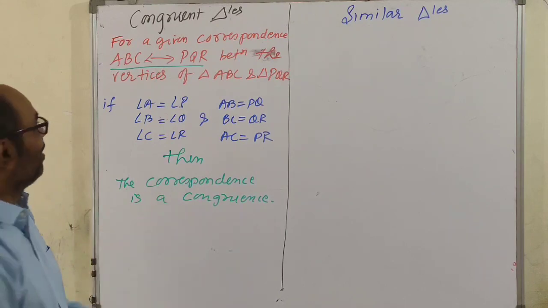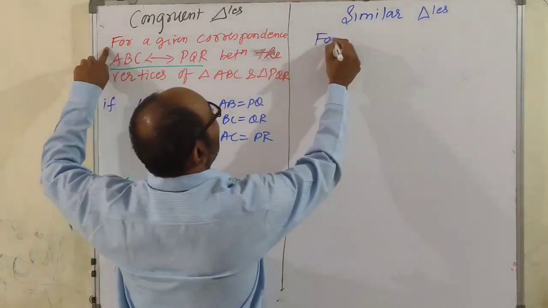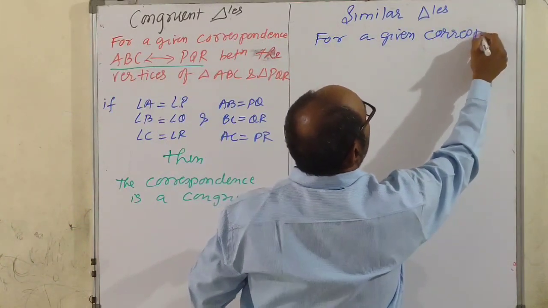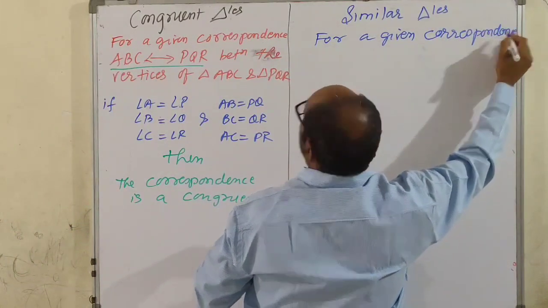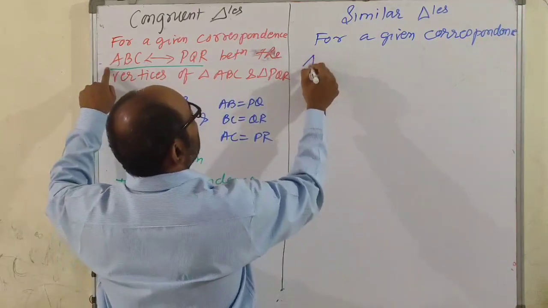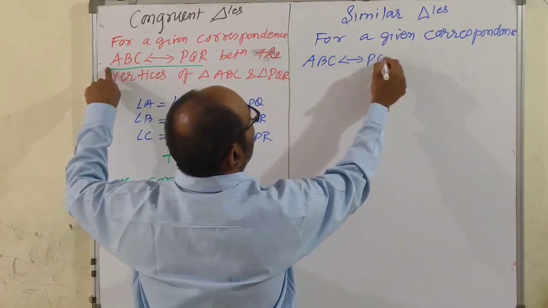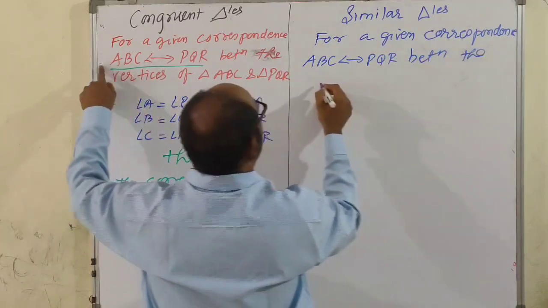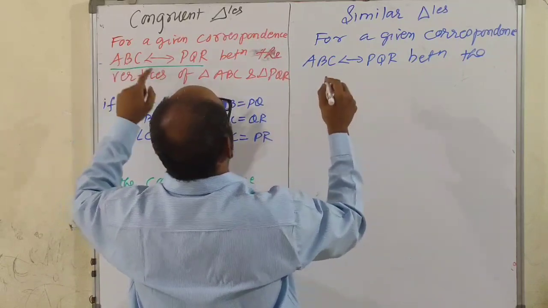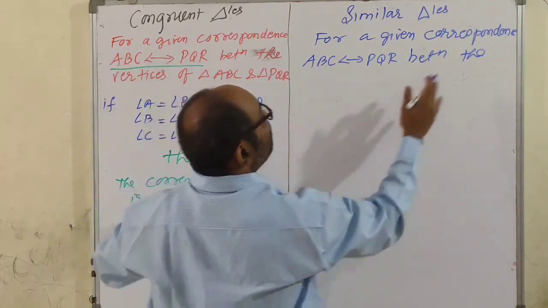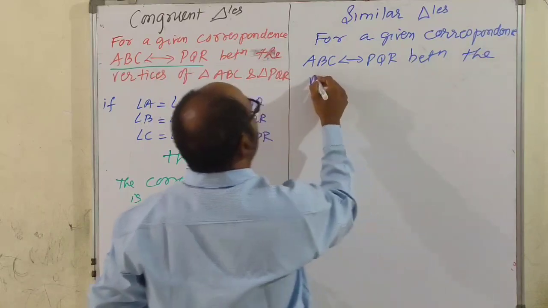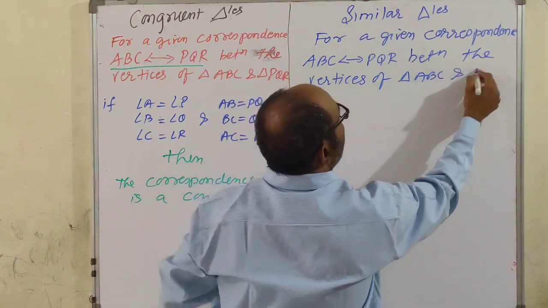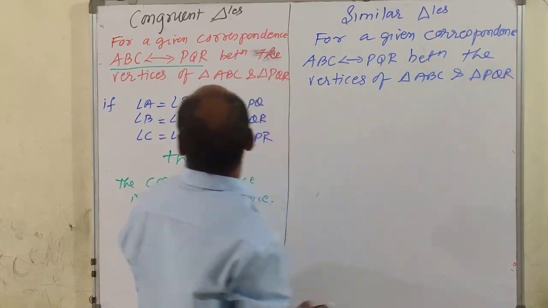Now let's see similar triangles. For a given correspondence, ABC corresponds to PQR between the vertices of triangle ABC and triangle PQR.